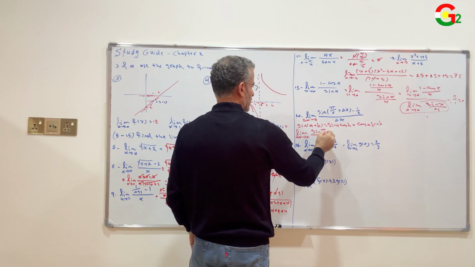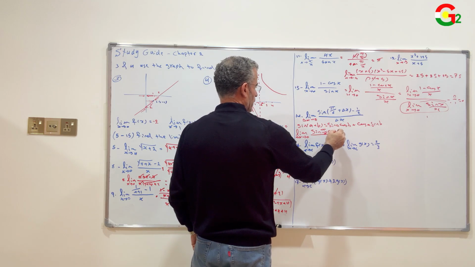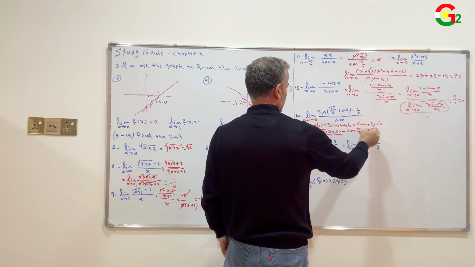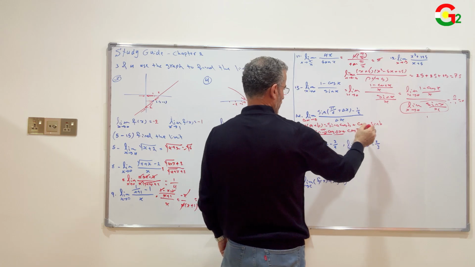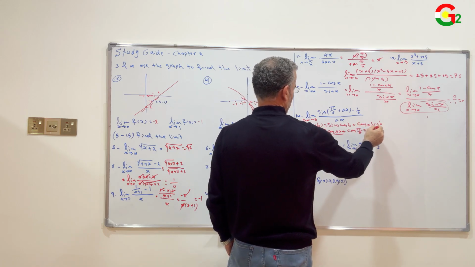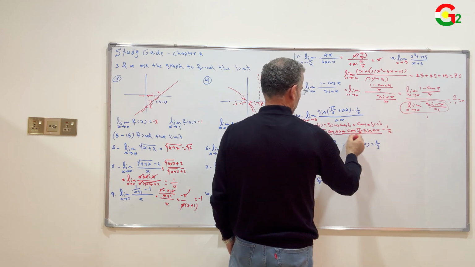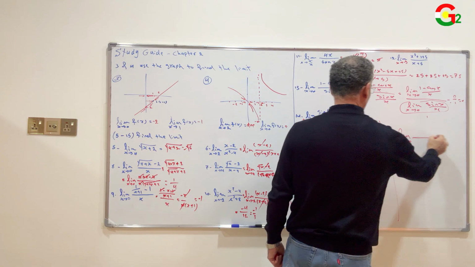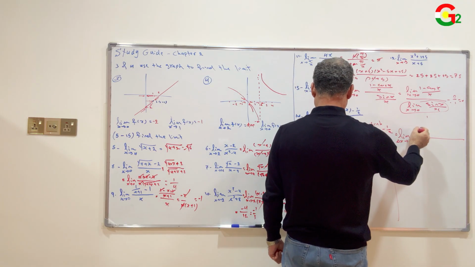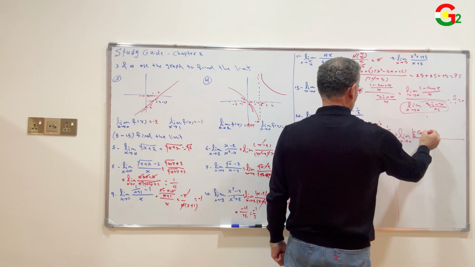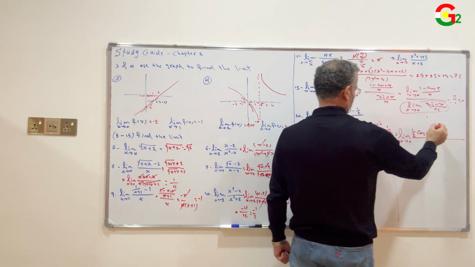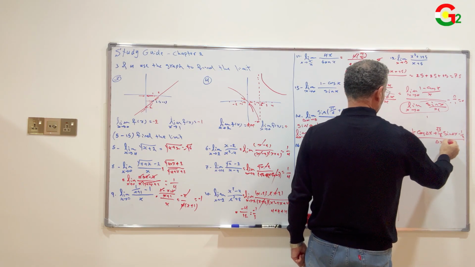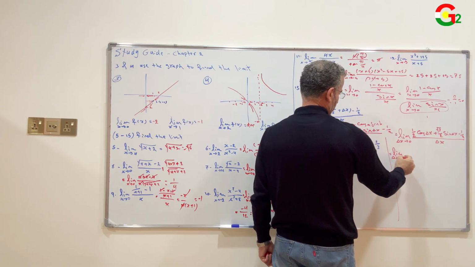sine pi over 6 cosine delta x plus cosine pi over 6 sine delta x, minus 1/2, over delta x, equal to the limit as delta x approaches 0. Since sine pi over 6 is 1/2 and cosine pi over 6 is square root 3 over 2, this is 1/2 cosine delta x plus square root 3 over 2 sine delta x minus 1/2, over delta x.